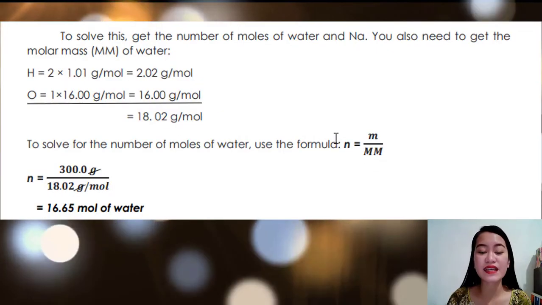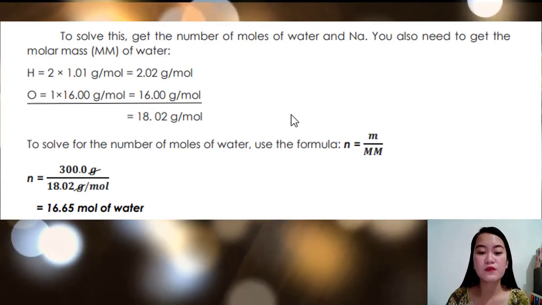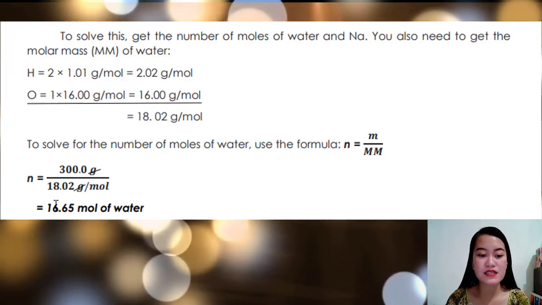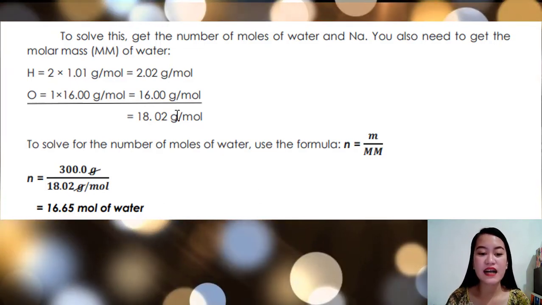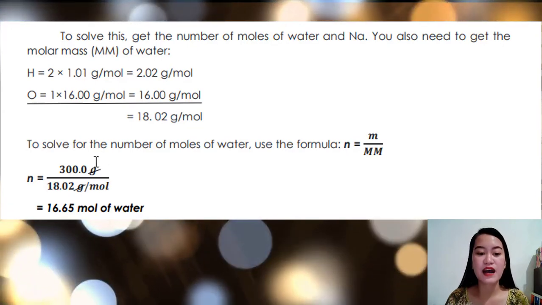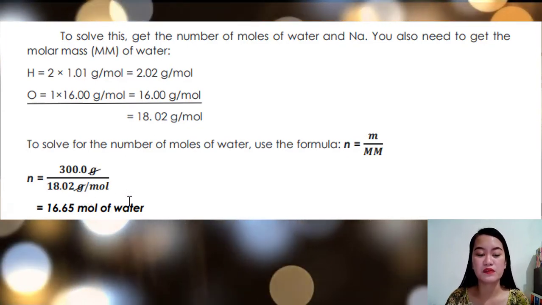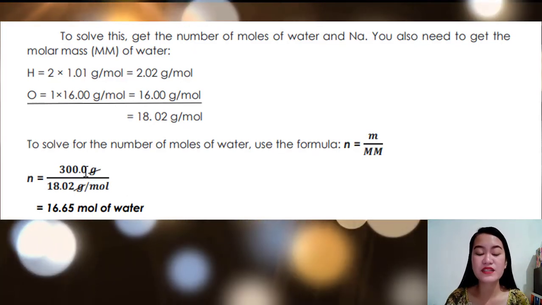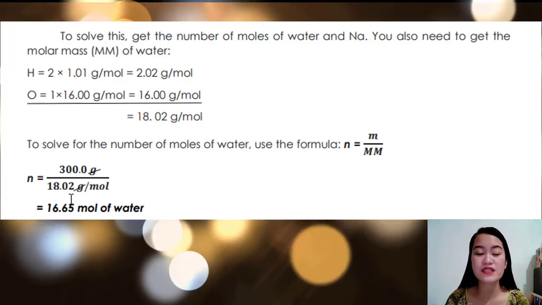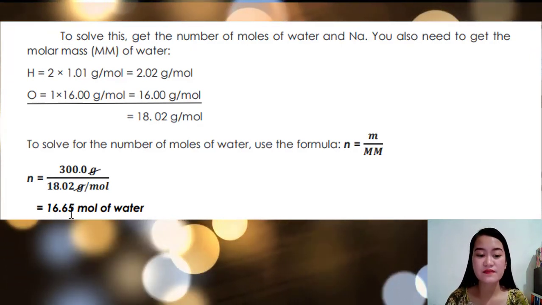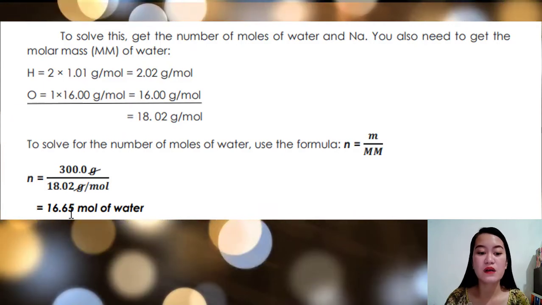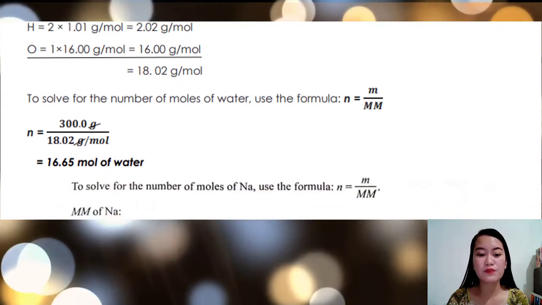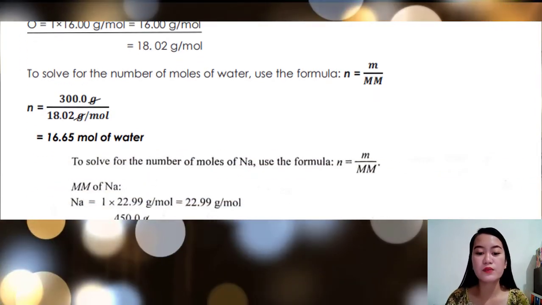Ano po natin yung 300.0 gram ng water dito for the m, and for the molar mass, yung kaninang pinag-add natin na individual mass, we have 18.02 gram per mole. Okay, so, pagda-divide lang natin, so 300.0 gram divided by 18.02, the answer is 16.65 mole of water.